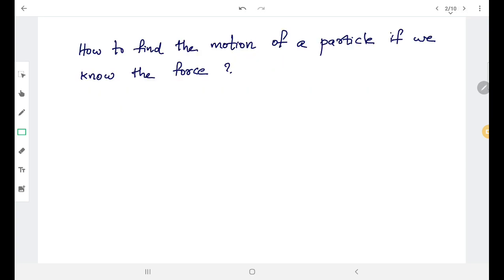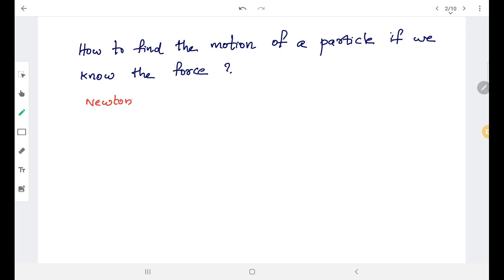So, in mechanics, we are usually interested in the motion of particles. So, this is my question. How can we find the motion of a particle if we know the force? We all studied the laws of motion in your plus 2. So how can we find the motion of a particle if we know the force? You all know the answer. It is using Newton's laws of motion.